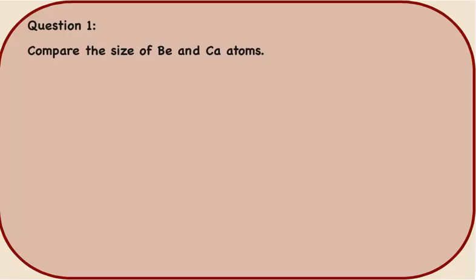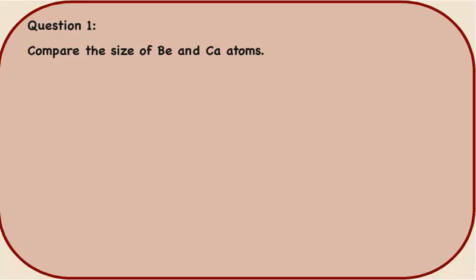We have a question here, and it asks us to compare the size of beryllium and calcium. I want to note that when they ask us to compare the size of atoms, they generally talk about the atomic radius. So it means that we need to compare their atomic radii. Again, start with the electron configuration. To do that, check the periodic table to find out their atomic numbers.